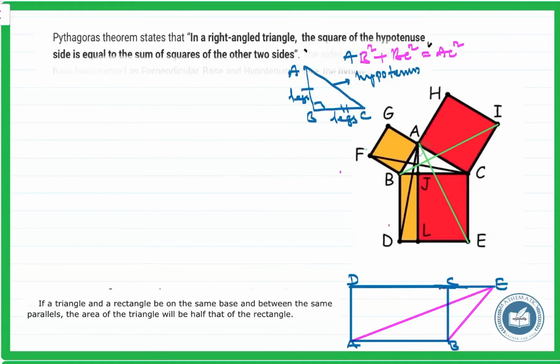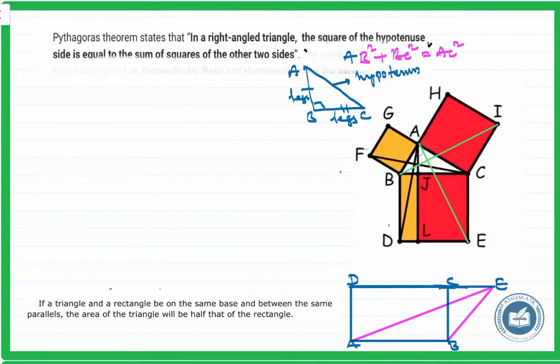But here we want to prove that the square of the hypotenuse is equal to the sum of the squares of the other two sides. For this, Euclid took three squares mounted on the right angle triangle. So here are the three squares mounted on a right angle triangle. You see that ABC is a right angle triangle here.